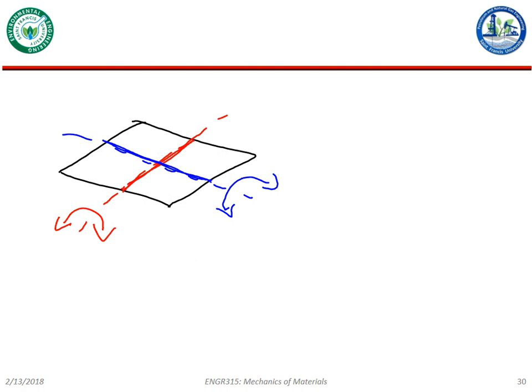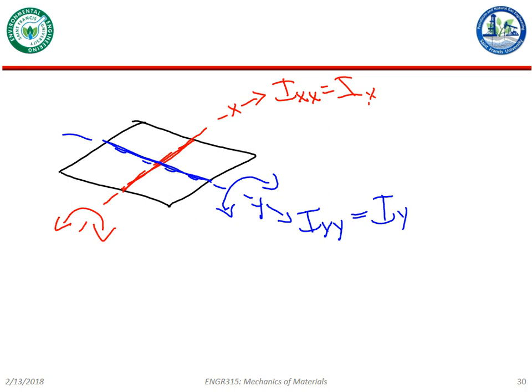So that's one way of looking at an area moment of inertia. You can also think of these two axes as kind of like your x-axis and your y-axis, and the area moment of inertia associated with that would be like IYY, or some people call it IY. You'll see both notations. And same thing for bending around the x-axis.